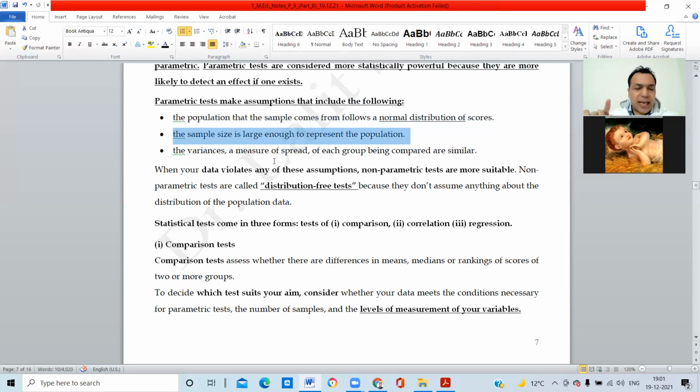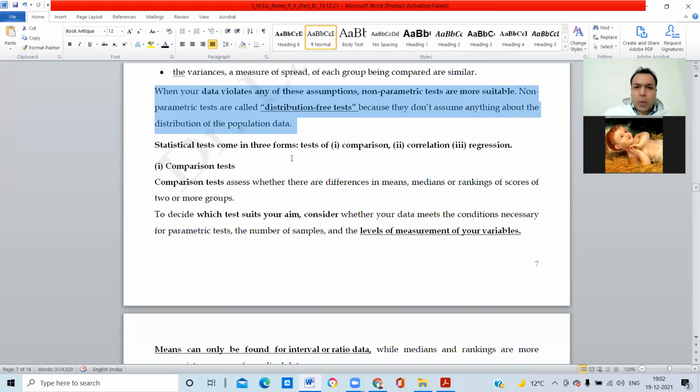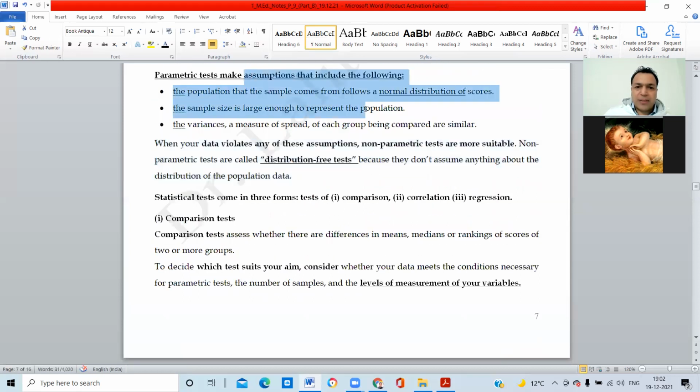A parametric test again says that your sample size is large enough. It should be large. And variance, the measure of spread, of each group being compared should be similar. These are the parameters. So when your data violates any of these assumptions, for example, it never happens.